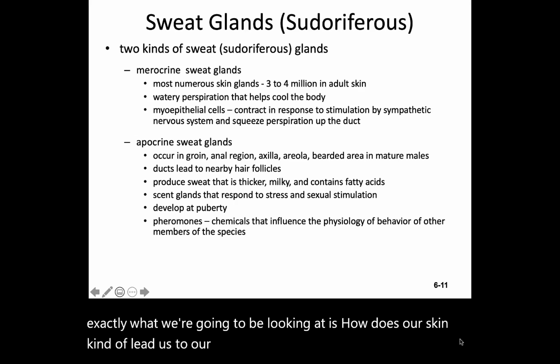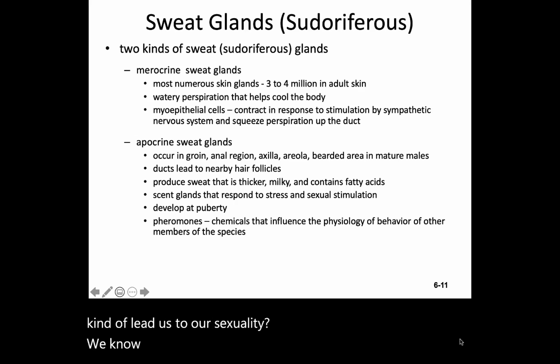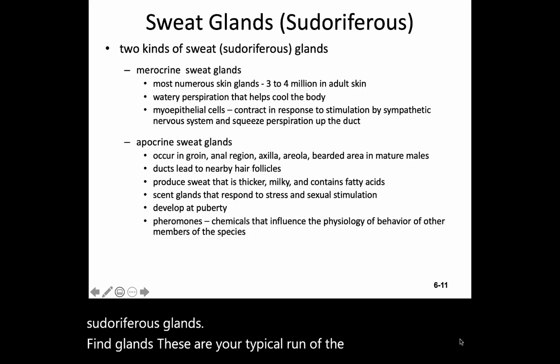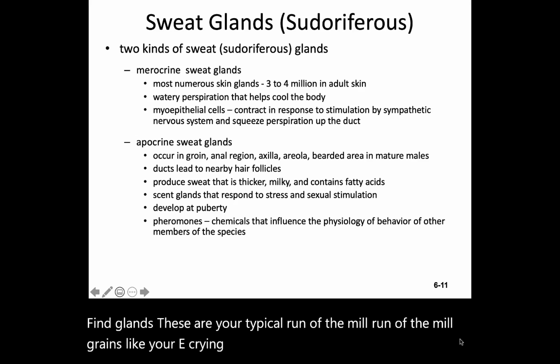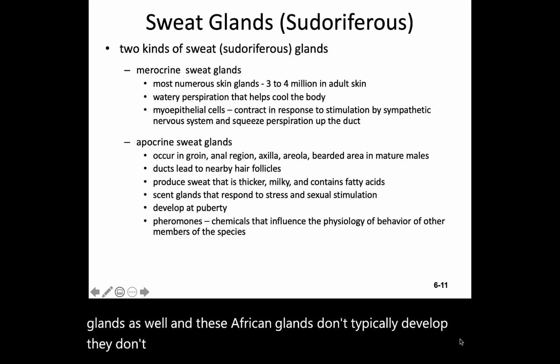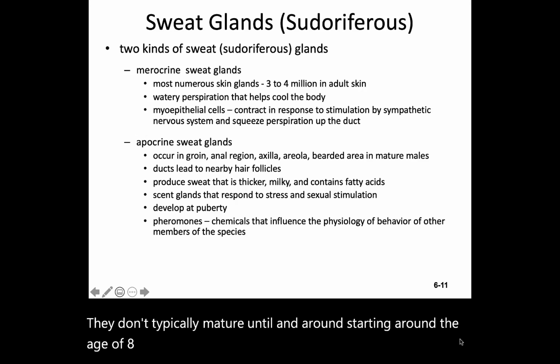We know from lab that there are two types of sweat glands or sudoriferous glands. We have our merocrine glands. These are your typical run-of-the-mill glands, like your eccrine glands. But then we have these apocrine glands as well. And these apocrine glands don't typically mature until around the age of 8, maybe 9, as late as 10 years old.